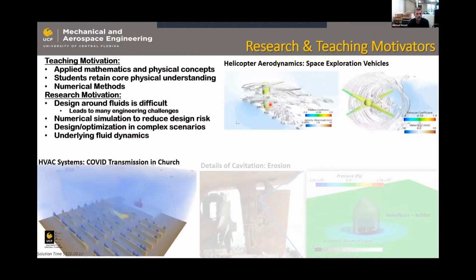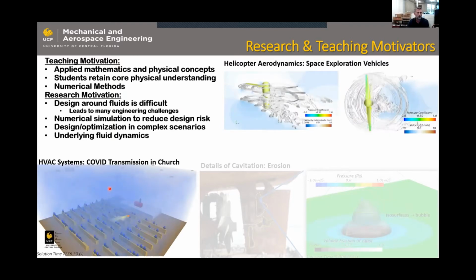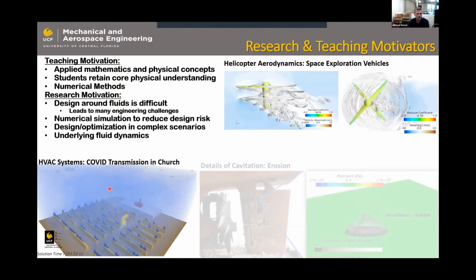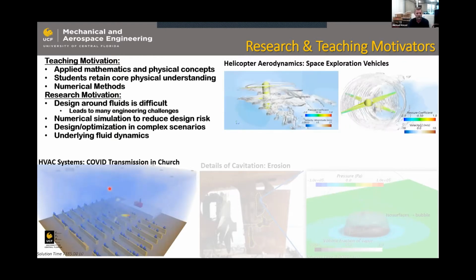Also, in the bottom left, we have some simulation results identifying and visualizing how transmission of pathogens occurs in the context of a church setting. This is all fully instrumented with an HVAC system, and it's able to predict higher level detail of how transmission events can occur.